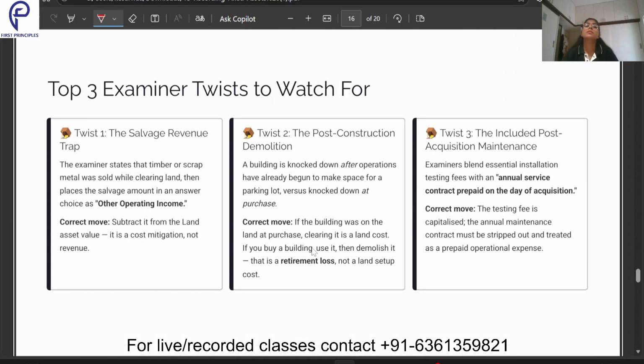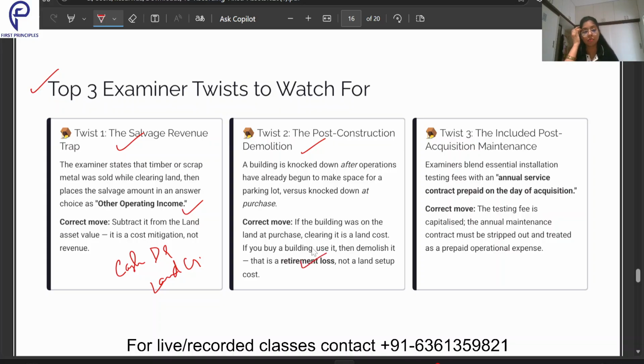Now, here are the top 3 examiner twists to watch for, how the examiner can confuse us. The salvage revenue trap: whenever we are selling off the scrap, is it recorded as other operating income? No, we record it as cash debit and land credit. Then post-construction demolition. In that case, what should we do? This is a kind of retirement loss, not a land setup cost.